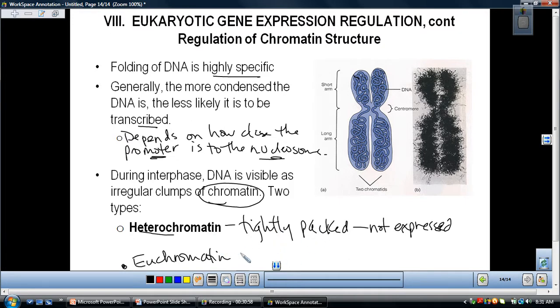The euchromatin, less tightly packed, so of course you can imagine there's a huge lag time in my pen. Look at this pen. It's driving me crazy. Look at it.